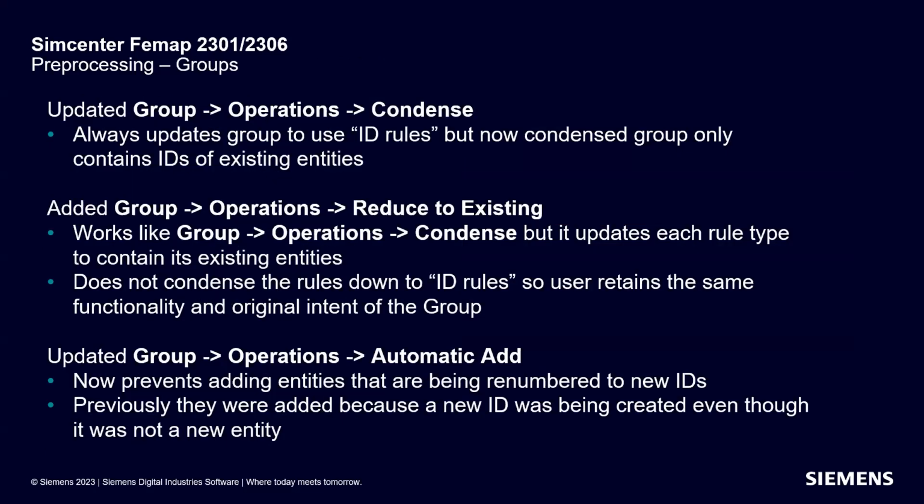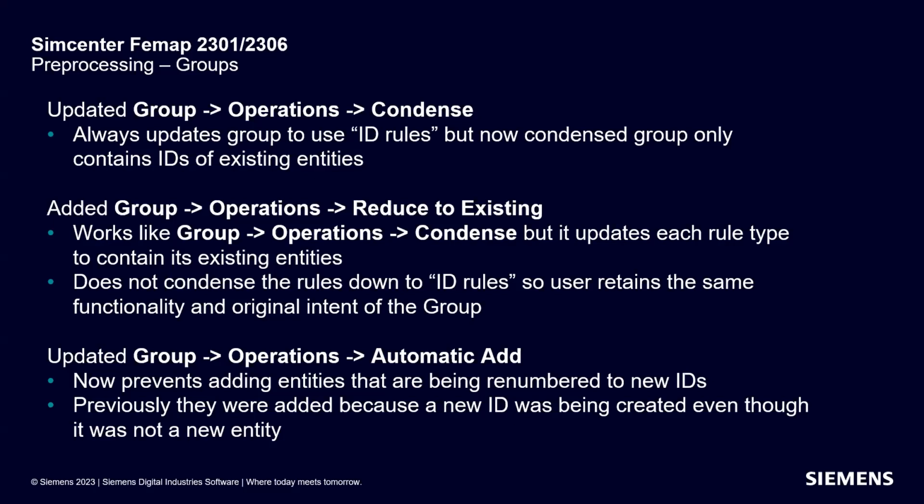model. A couple great things we did with groups here. We did group operations condense. We now condense the group only to contain IDs of existing entities. Before, we used to just do it to ID rules, and we would condense them. So you could end up with stuff in the group that you might not have wanted. So now it basically checks to make sure that that ID exists, and it only uses IDs that exist to be in the condensed group.